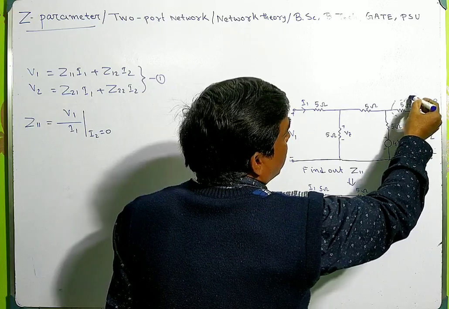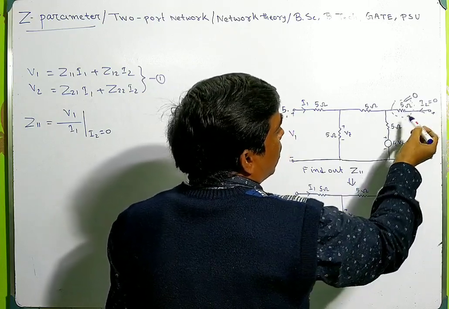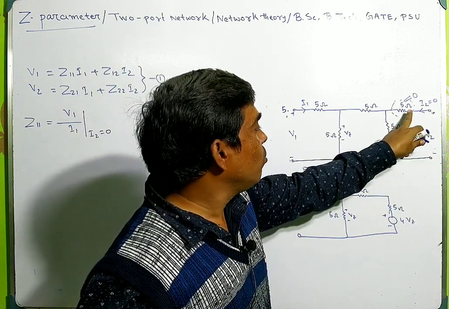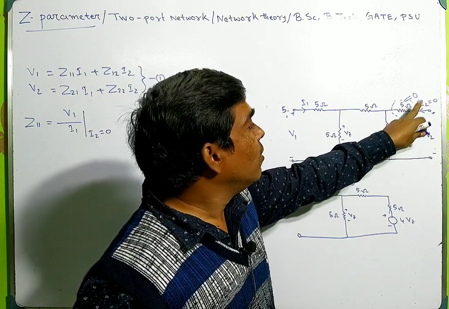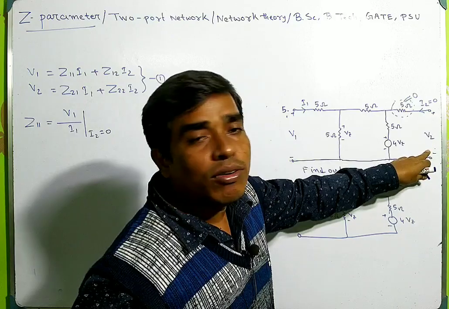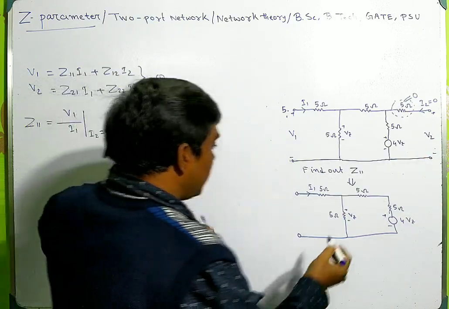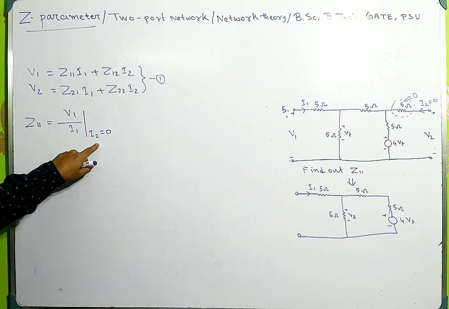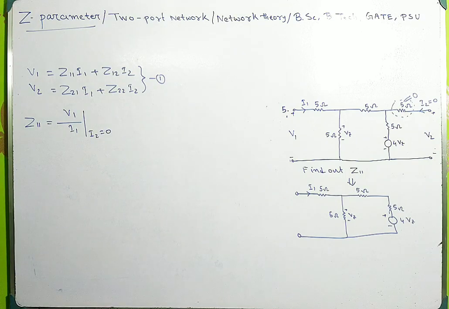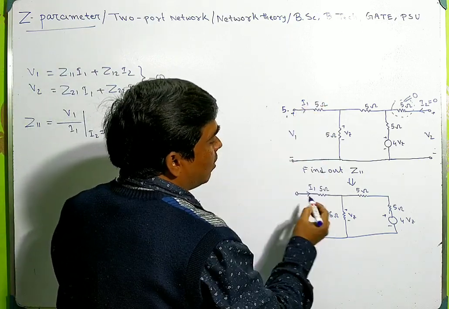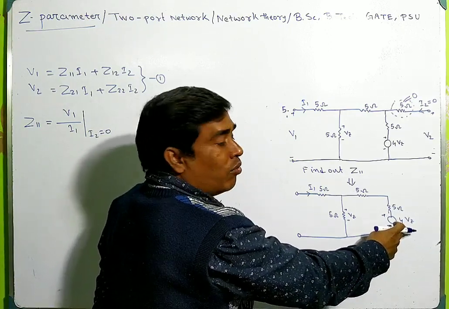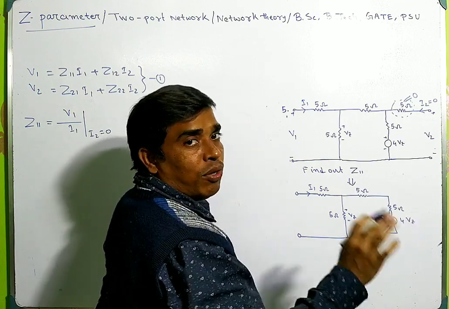This resistance is omitted because the current through this 5 ohm resistance is 0, because this terminal is open circuited. Now this is the equivalent network of this network when I2 is 0. Now this is the current I1, and there is a voltage dependent voltage source. So this voltage source will produce some current.